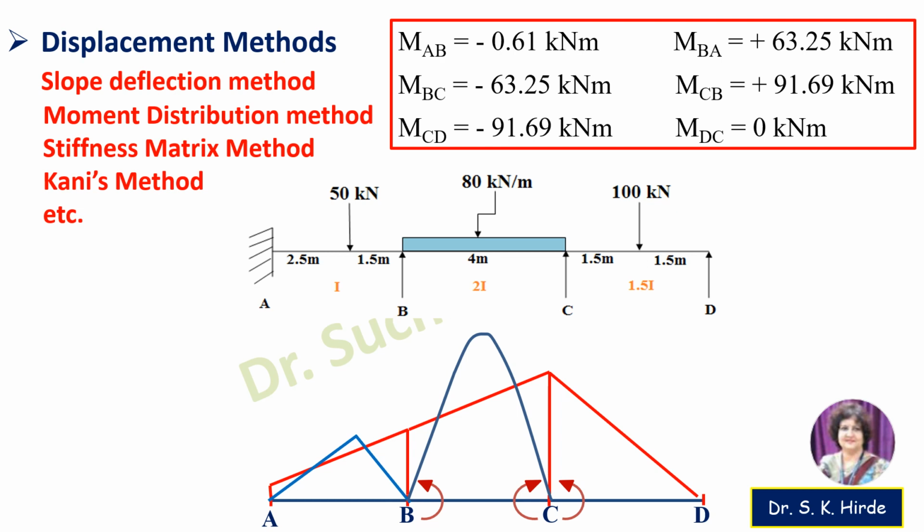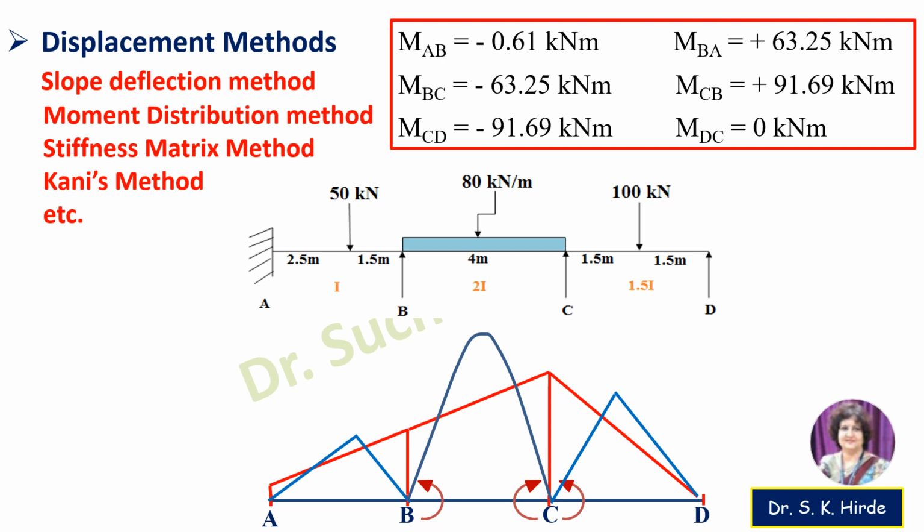load. Now this 100 kN load is at the center, for which standard formula is WL by 4. So calculate it and overlap it like this. If it is point load, then you have to connect by straight line. If it is UDL or UVL, means uniformly varying load, triangular load, then it will be a curve.